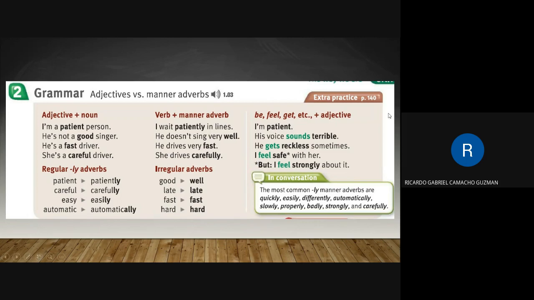Otro ejemplo de aquí tenemos: his voice sounds terrible. Su voz suena terrible. ¿Qué sucede aquí? La palabra terrible que tenemos aquí no va a cambiar directamente a terribly porque estemos utilizando la palabra sounds. ¿Por qué razón? Porque en sí no estamos describiendo la acción, sino que estamos describiendo a su voz.